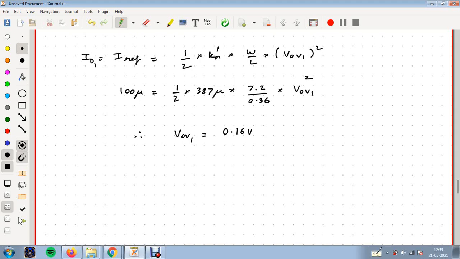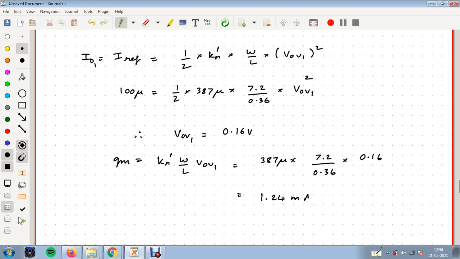Why do I need VOV? To calculate GM. GM here is Kn prime, W by L and VOV. Substitute the values: 387 micro into 7.2 divided by 0.36 into 0.16. So GM will give 1.24 milliamperes per volt.